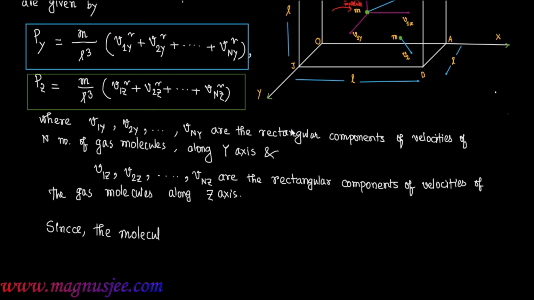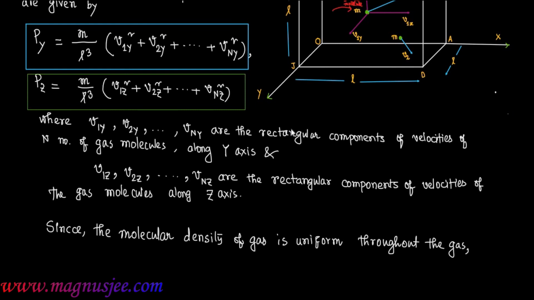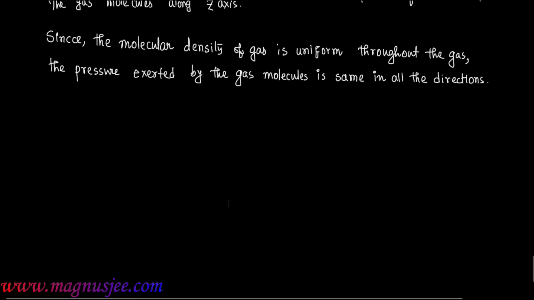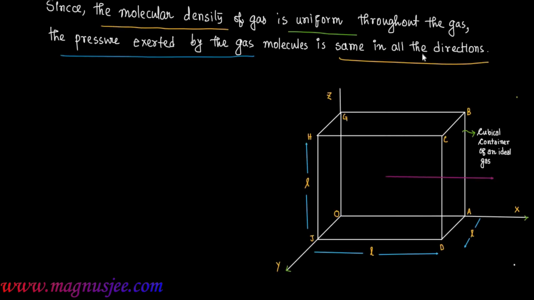Since the molecular density of the gas is uniform throughout the cubical gas container, the pressure exerted by the gas molecules is the same in all the directions. The molecular density of the gas is uniform throughout the gas. That's why pressure exerted by the gas molecules is the same in all directions.